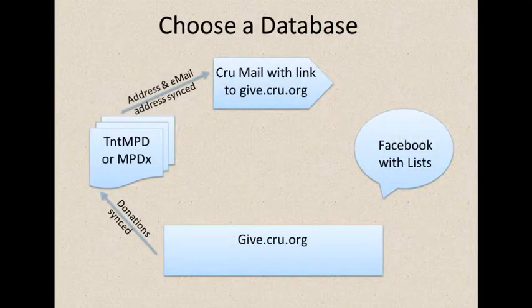I'm briefly going to mention that you should choose a database. I don't want you to fall into the trap of having names in this spot and addresses over here and emails updated over there, and that's why I do recommend TNT, MPD, or MPDX to keep them all in one place. TNT MPD will sync with MailChimp and with your email information. You can keep all your email history in it. So it's really quite an effective tool that you should be using.